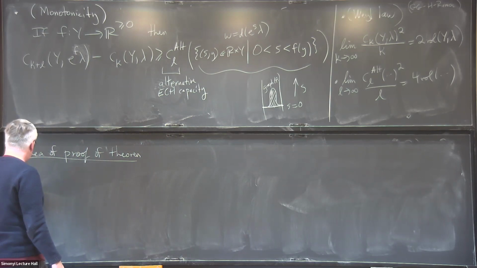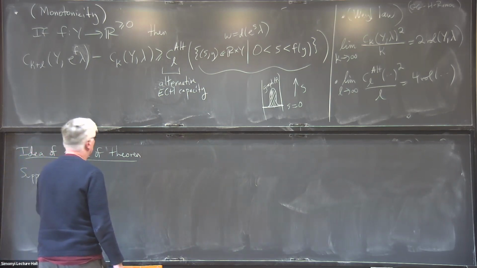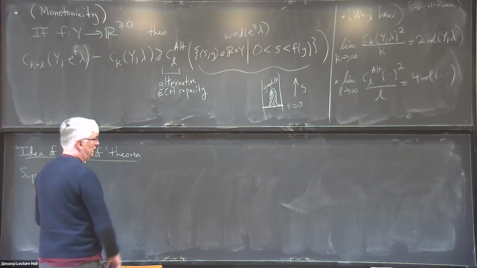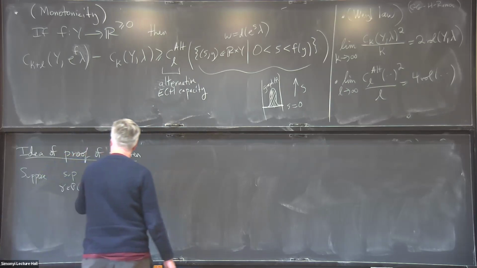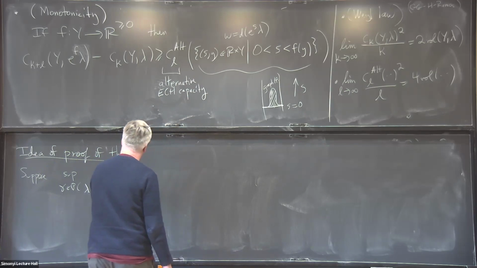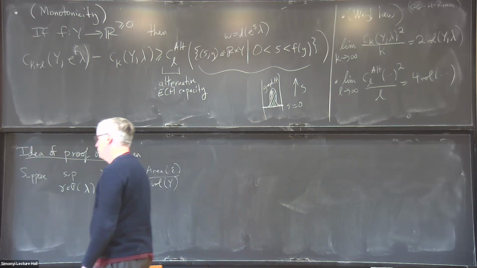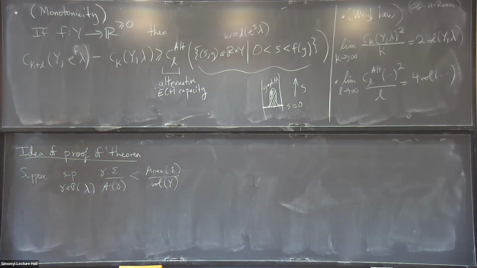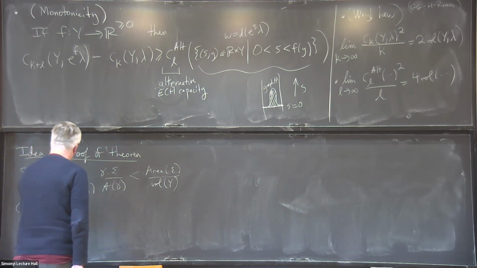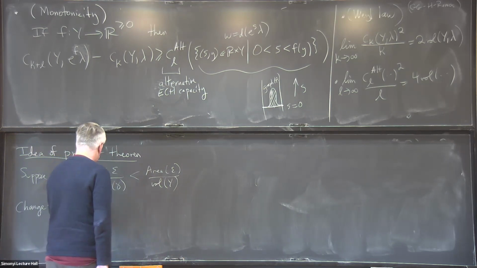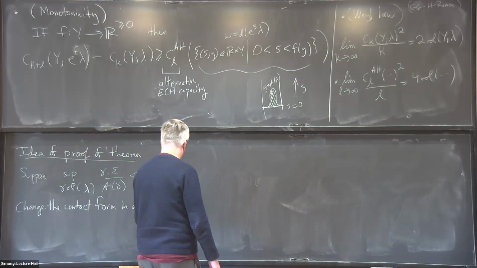So suppose that it's not true. So suppose that all of the orbits have lower frequency than we're looking for. Now we're going to change the contact form. So we're going to change the contact form in a neighborhood of sigma.